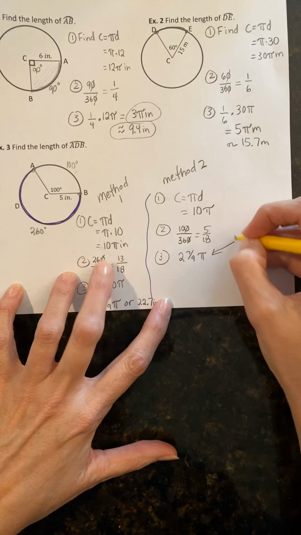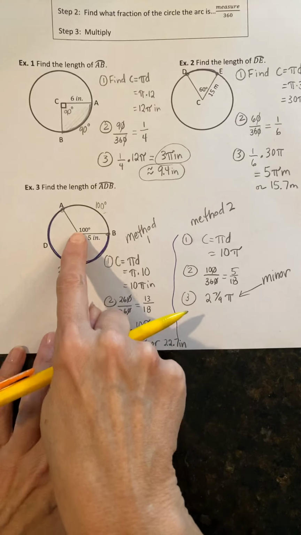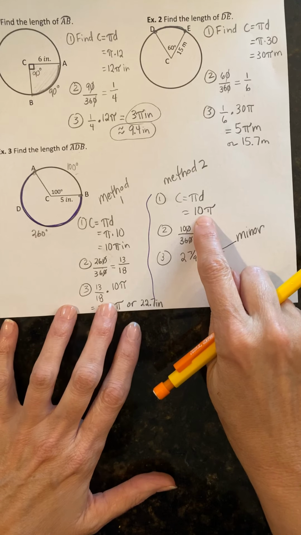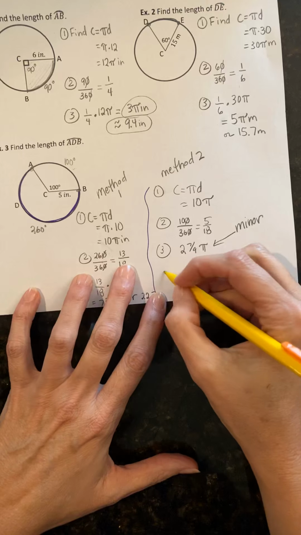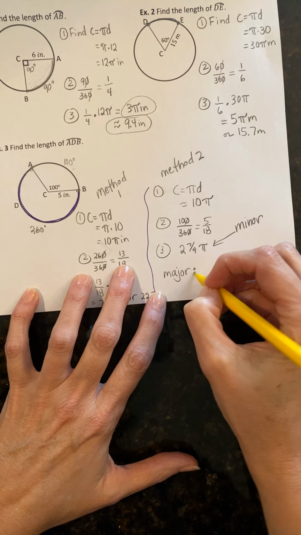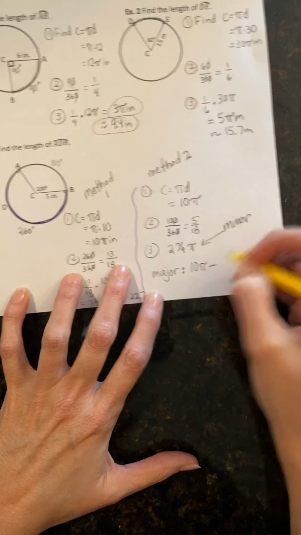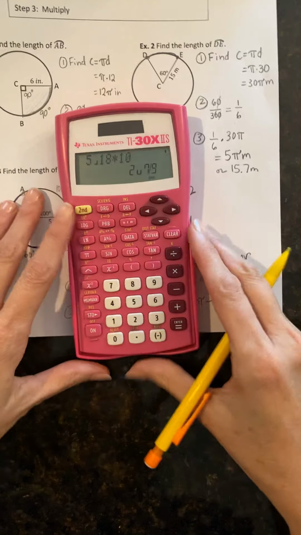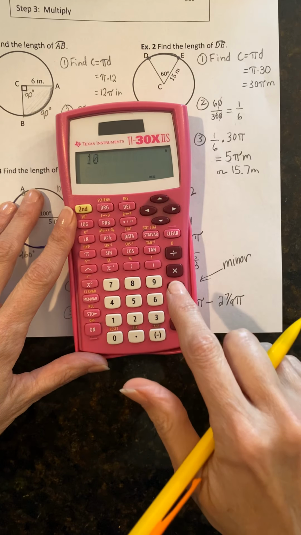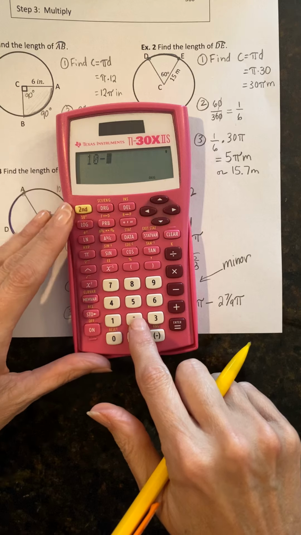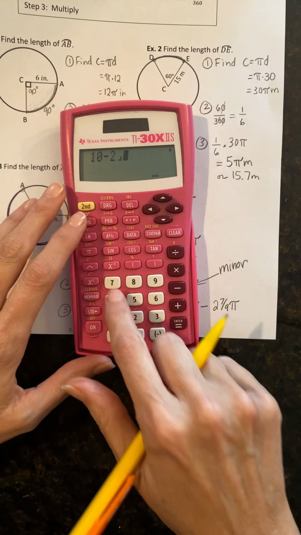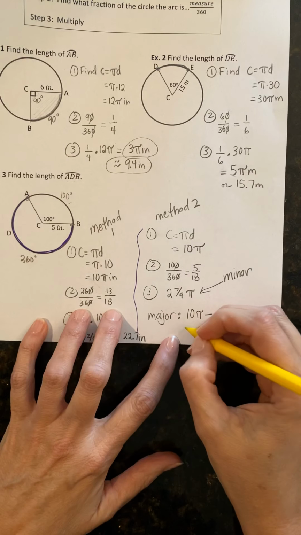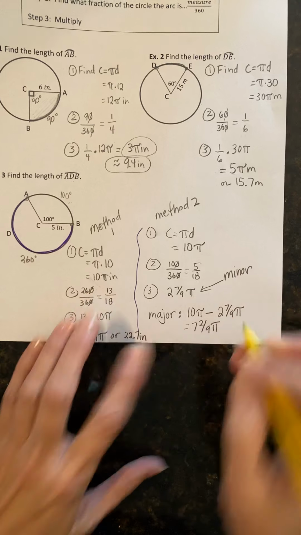Now remember, this is the minor one because we used the 100 degree. That's this length. And then if you take the whole circumference and take away the minor one, so the major one is the whole circumference minus the minor length. So whole circumference, 10 pi, minus the minor arc's length, 2 7/9 pi. You get 7 2/9 pi. 7 2/9 pi, which is that same answer.